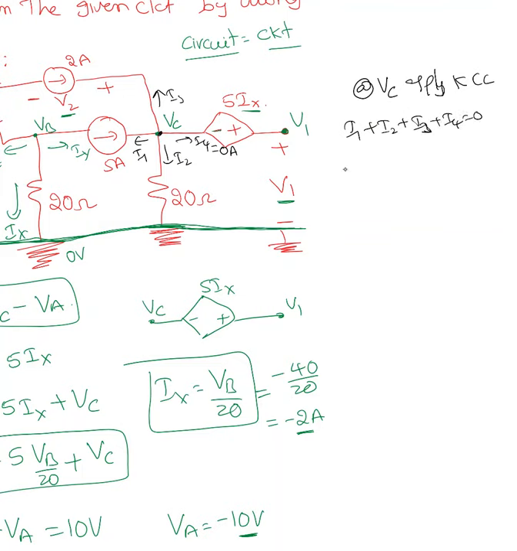So I1 plus I2 plus I3 plus I4 equal to 0. What is I1? I1 is nothing but negative 5 amperes. I2 is nothing but VC over 20. I3 is nothing but minus 2 ampere. Plus I4 is nothing but 0. So VC over 20 equal to 7. So VC equal to 7 times 20, which is 140 volt. Okay, so now I know the VC value.